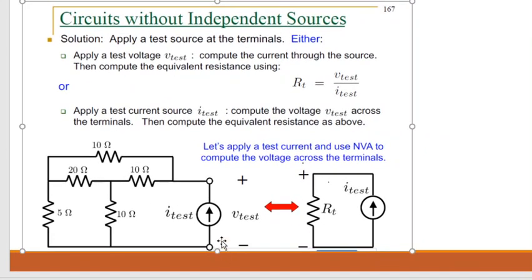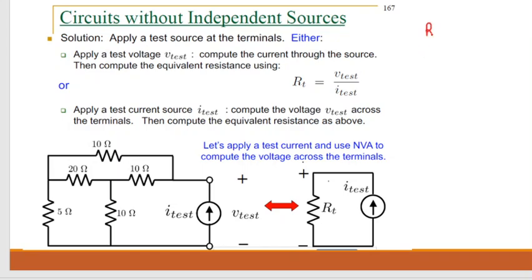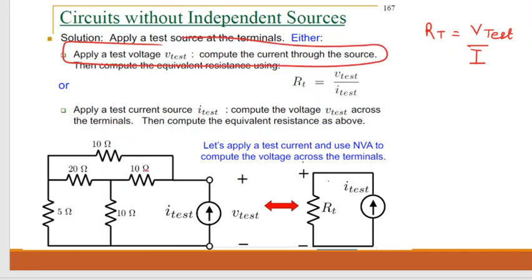another method. What would be the other? Calculate RT, have I. Test means tests. Apply a test current or apply a test current source.